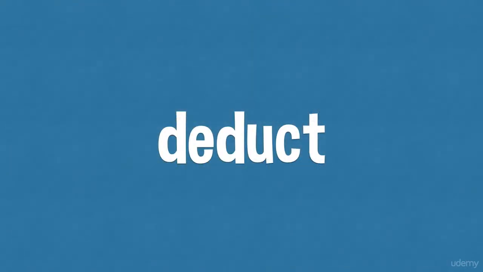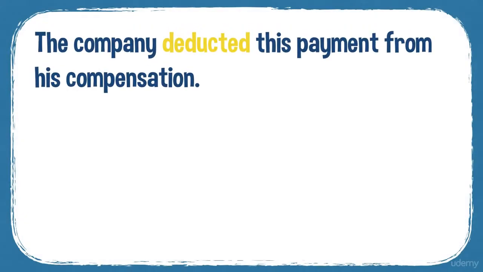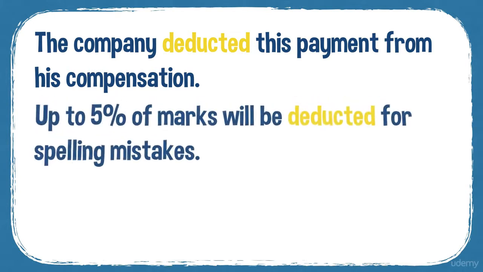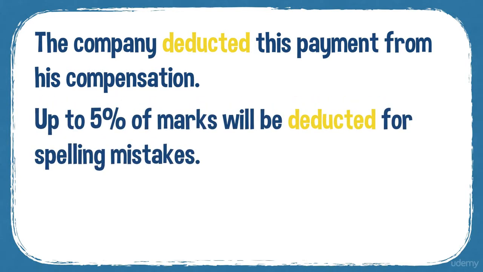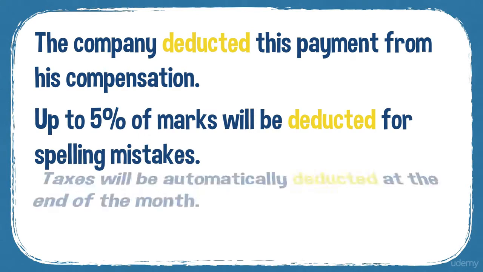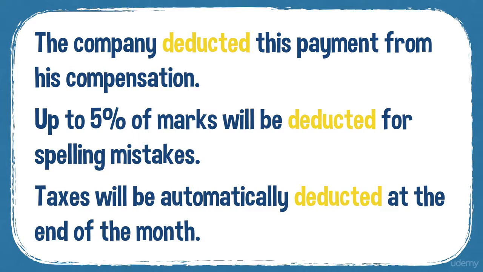And here's your next word, deduct. Deduct. When you deduct an amount from a total, you subtract it from the total. You take it away from the total. So, for example, the company deducted this payment from his compensation. Up to 5% of marks will be deducted for spelling mistakes. Taxes will be automatically deducted at the end of the month.